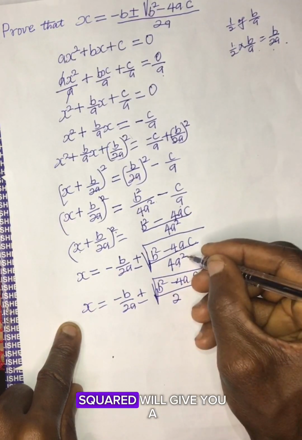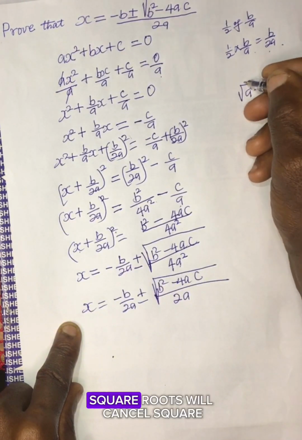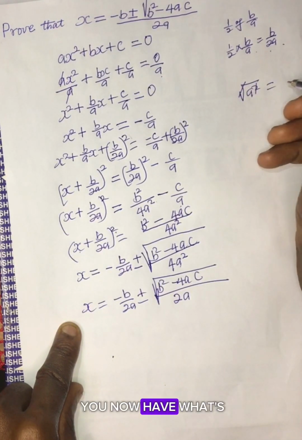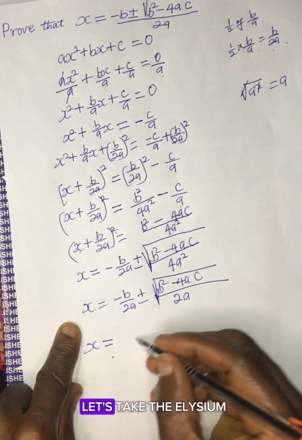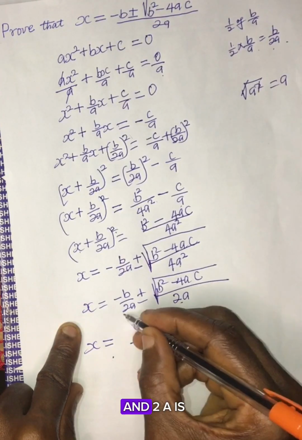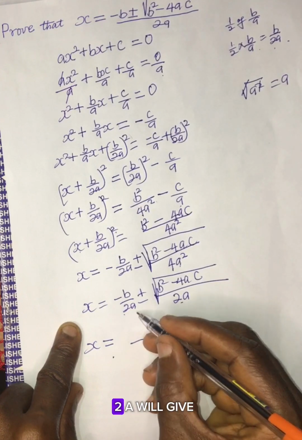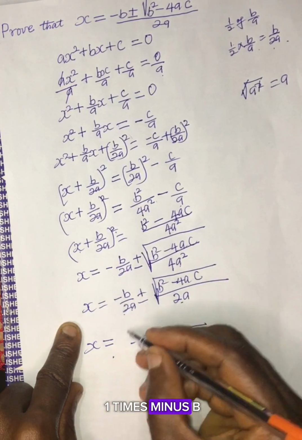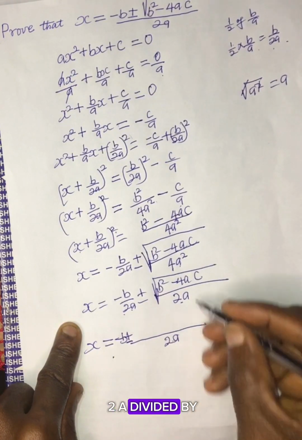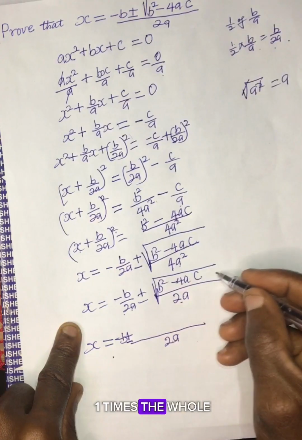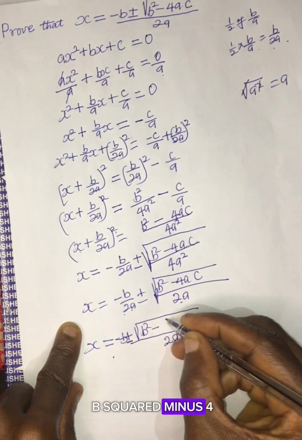Square root of a squared will give you a, just like you have square root of a squared. Square root will cancel square, you now have what? a. So finally, s is equal to, let's take the LCM. LCM of 2a and 2a is 2a. I'll write 2a. 2a divided by 2a will give us 1. 1 times minus b is minus b. You write your plus or minus. 2a divided by 2a will give us 1. 1 times the whole of this will give us root b squared minus 4ac.